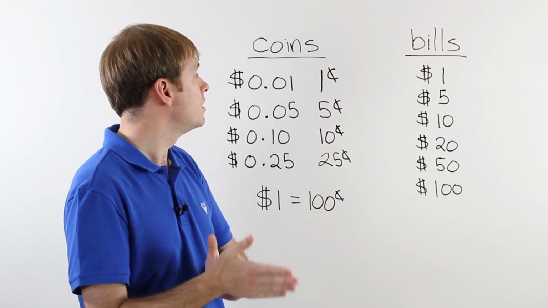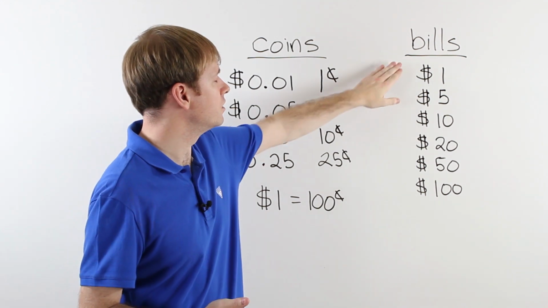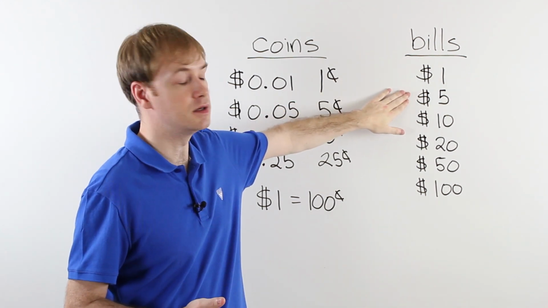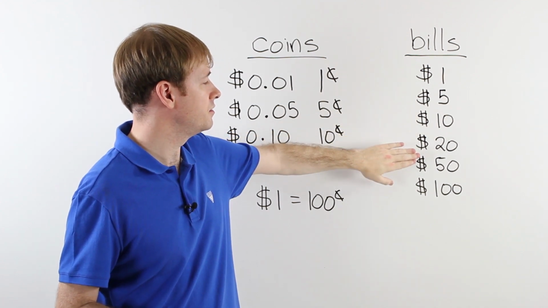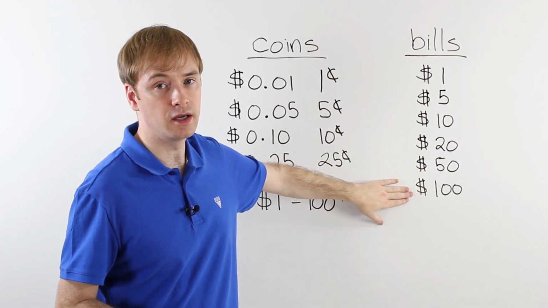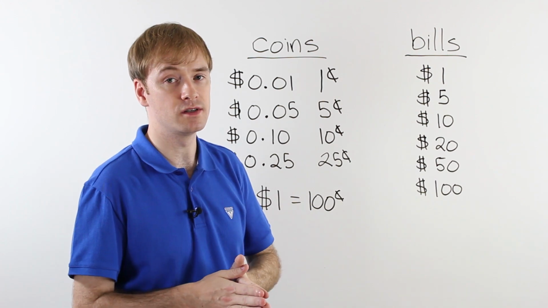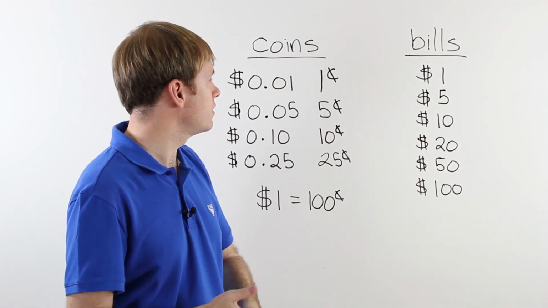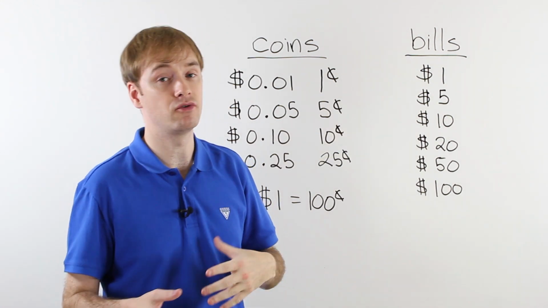They use 6 main bills: the $1 bill, the $5 bill, the $10 bill, the $20 bill, the $50 bill, and the $100 bill. Again, the bills, that's the paper money. They have 6 main ones. All right, so that is the coins, that is the bills. Let's do some practice on how to express the money.